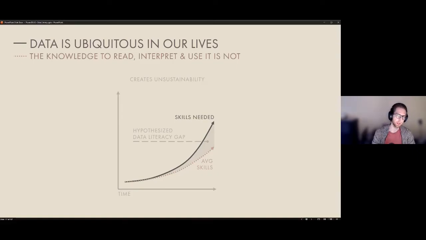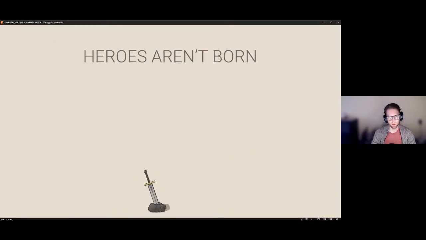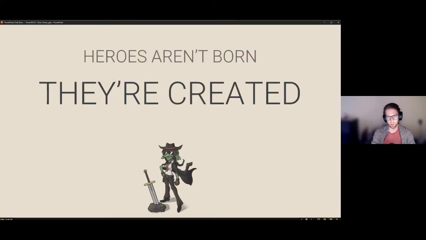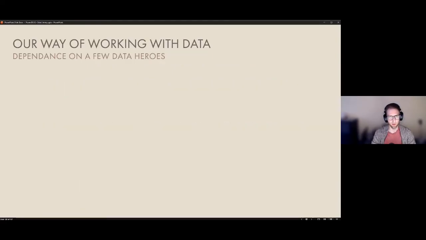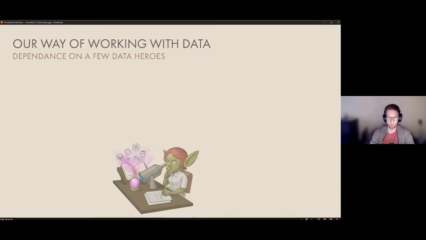But what happens as a result of this is it creates dependence, where there's a dependence from the people who don't have these data skills on the people who do. Heroes aren't born, they're created. Data heroes come from this data literacy disparity. And this is something that our BI team, as well as Stonk, really started to see when they were looking at how we were working with the data, that there was a dependence on a few data heroes.